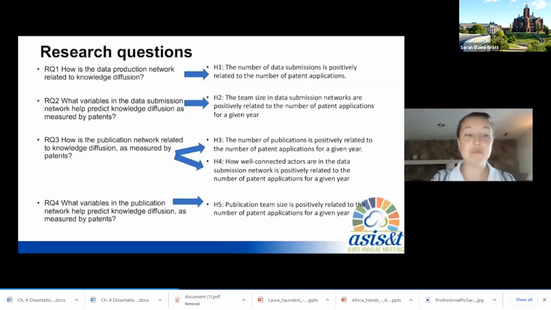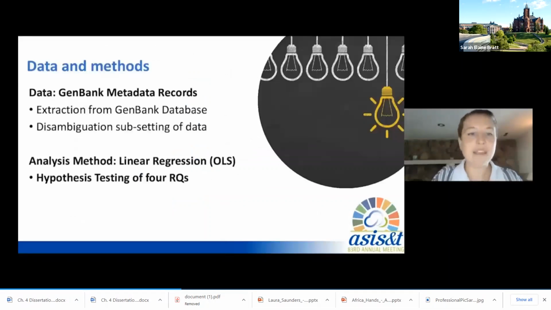And finally, research question 4 focuses on the variables in that publication network that predict knowledge diffusion, also measured by patents. So a big takeaway of this is that we said knowledge diffusion is represented by patents. So that's going to be our dependent variable in this longitudinal statistical analysis. So just keep that in mind.